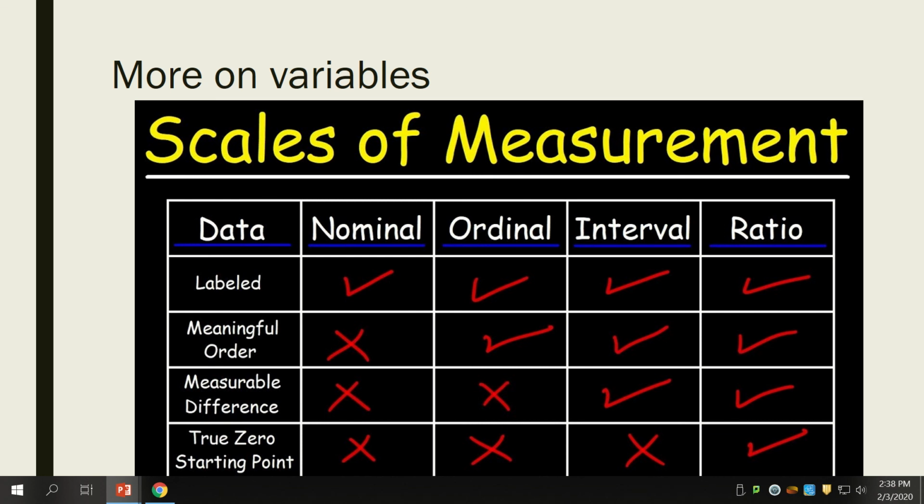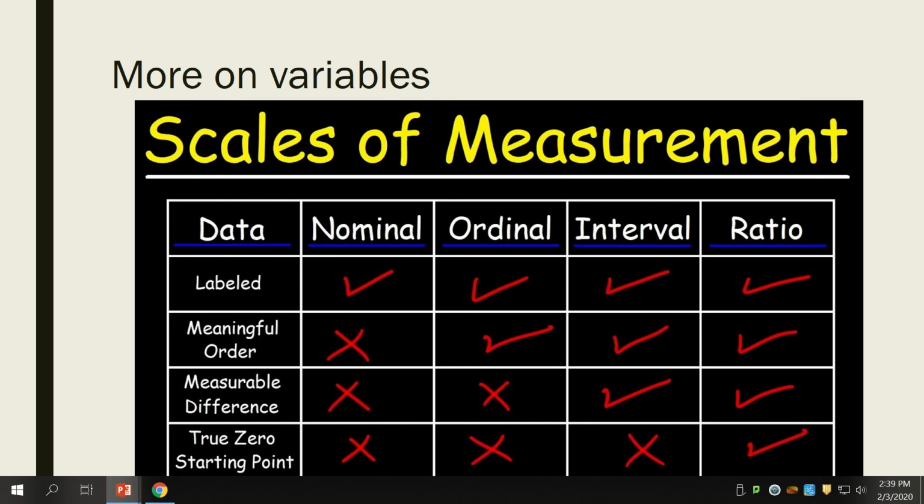Now this, I think, lets us know how this works relatively well. If we go down, we add 1 for each level of this. So I'd be aware of how this works. Scales of measurement: the data is labeled. Nominal, ordinal, interval, and ratio are all labeled.